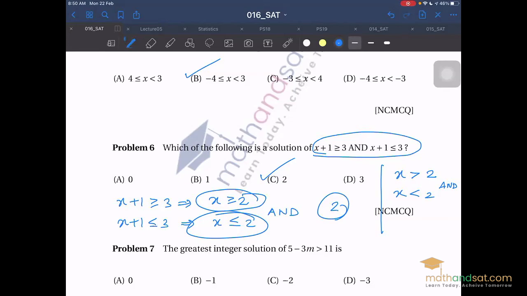See, I need a number to be greater than 2. I also need the number to be less than 2. No solution. It is not possible. You can't have a number which is both greater than 2 and less than 2 simultaneously. Does that make sense?